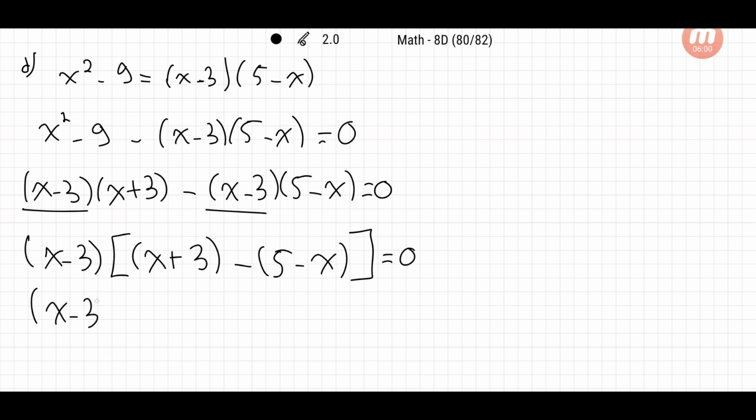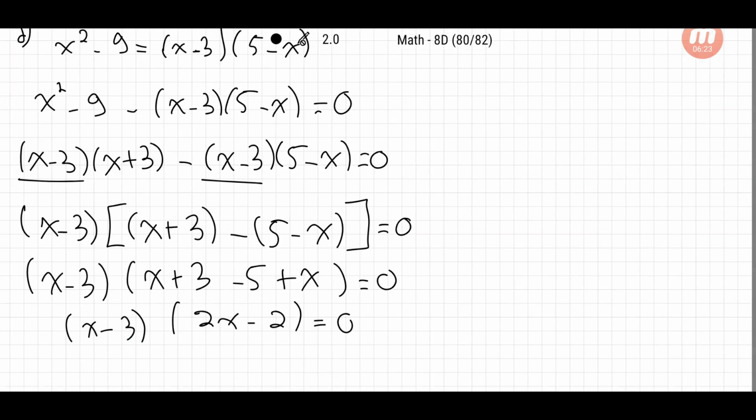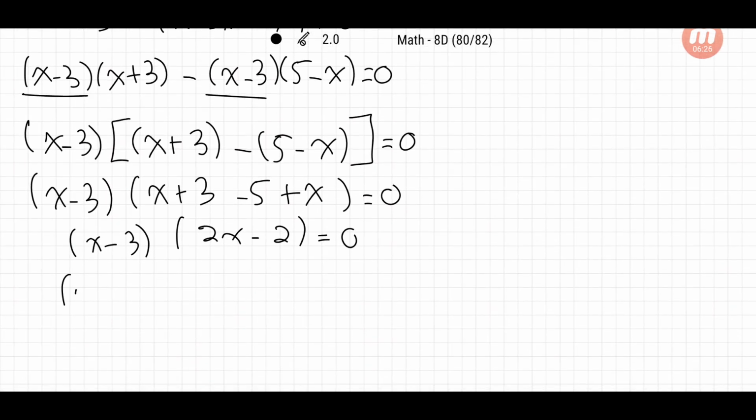Now it is equal to (x - 3)(x + 3) - 5 + x = 0. It is (x - 3)(x + x is 2x, plus 3 minus 5 is minus 2) equals 0. Now how to solve this? I can continue factorizing. I can take 2 as a common factor, so it is (x - 3), take 2 here as a common factor between 2x and 2, (x - 1).